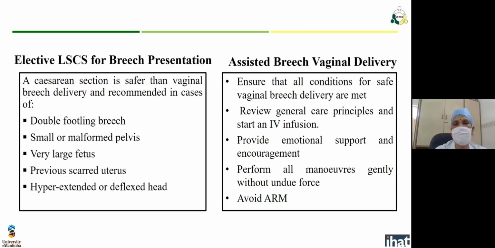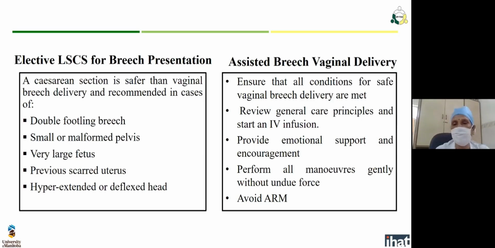So what are the indications? As I told you, these are the indications where you have to do only a cesarean: footling presentation, knee presentation, pelvis not adequate, baby weight more than 3 kg, previous cesarean section, or when on examination you find the head is very large, that is an extended head. They are indicated for cesarean section.